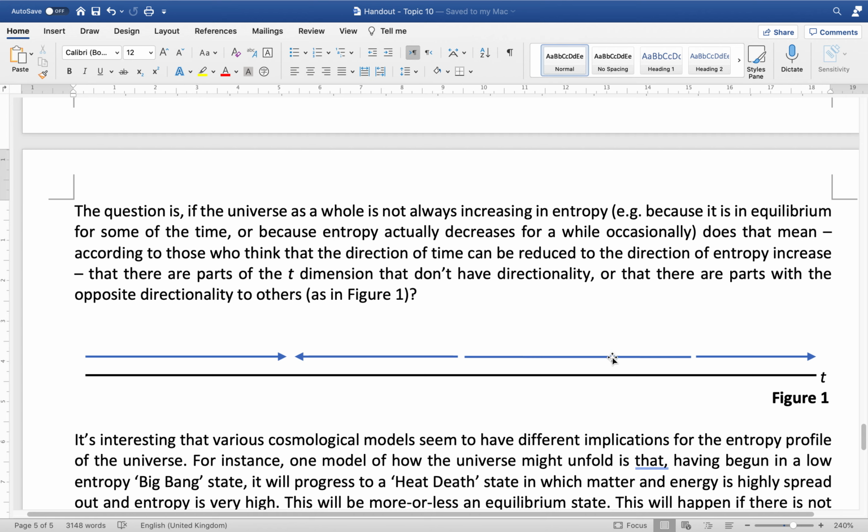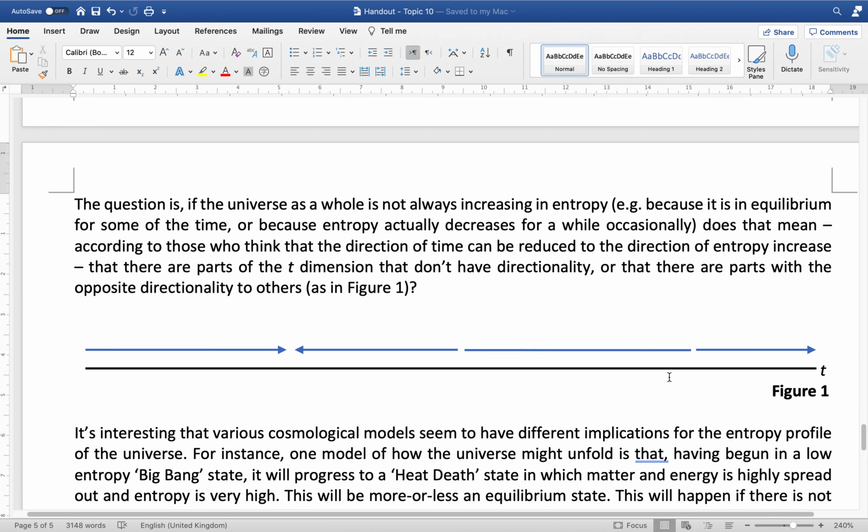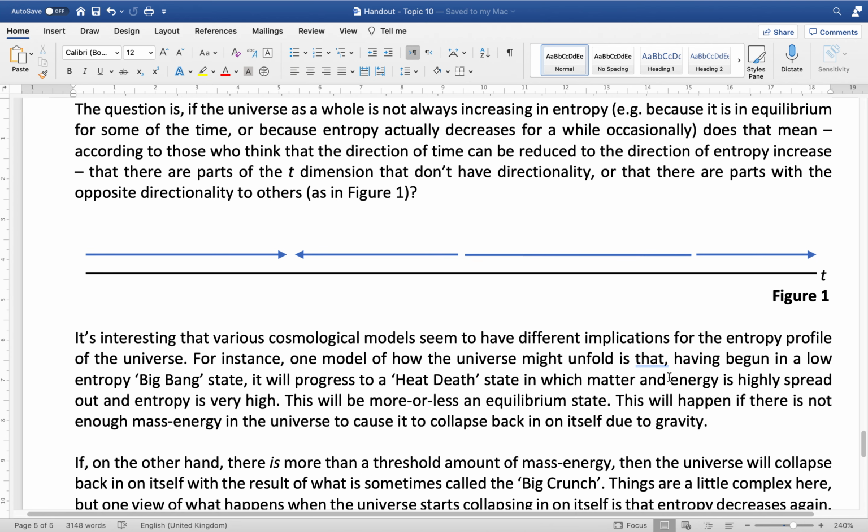Likewise, we might get, if you like, equilibrium states where entropy is maximal. It's neither increasing nor decreasing. Do we say during those phases that there's simply no directionality of time at that point on the t-axis? So maybe the heat death state. So these are interesting questions for those who advocate a reduction of time's direction to the direction of entropy increase to answer.